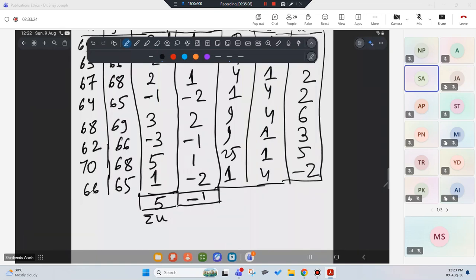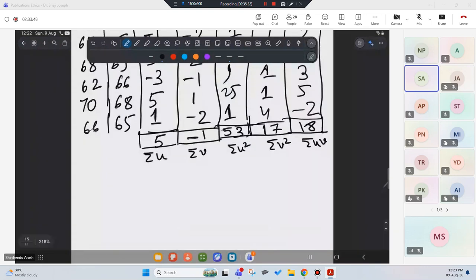This number, minus 1, is nothing but the summation of v. This number is nothing but the summation of u square, that is, I guess, 53. This number is summation of v square, that is 17. And this number is summation of uv, that is 18. So I got all the numbers.